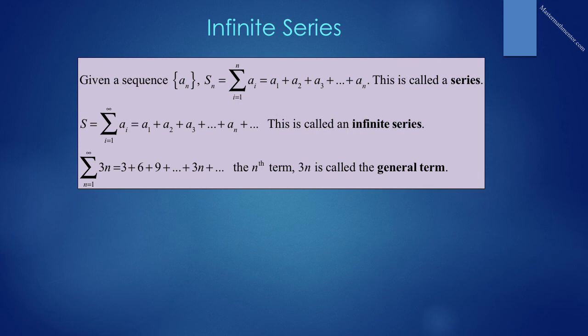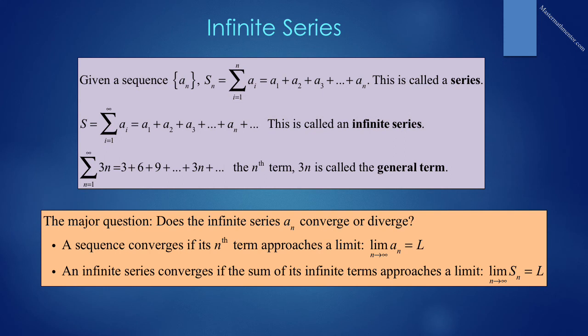We now define S to be sigma i equals 1 to infinity of a sub i, which is a sub 1 plus a sub 2 plus a sub 3 plus ... plus a sub n plus .... This is called an infinite series. It represents the sum of all the terms of the sequence. So if we have sigma n equals 1 to infinity of 3n, that would be defined as 3 plus 6 plus 9 plus ... plus 3n plus .... The nth term, which would be 3n, is called the general term of the infinite series.